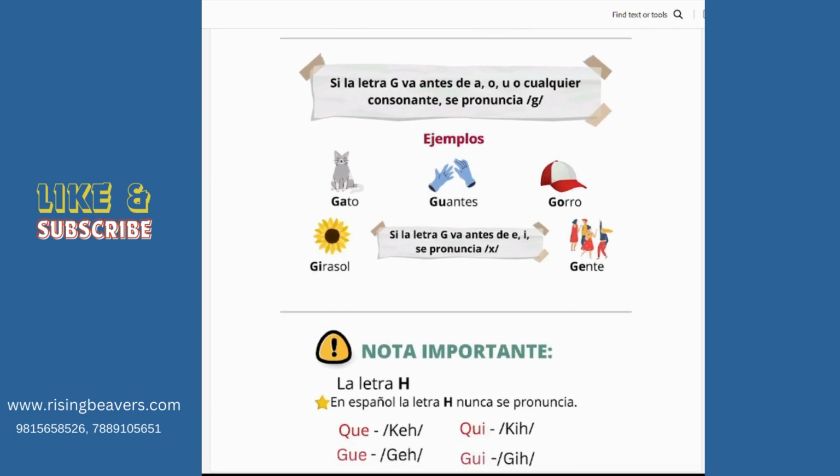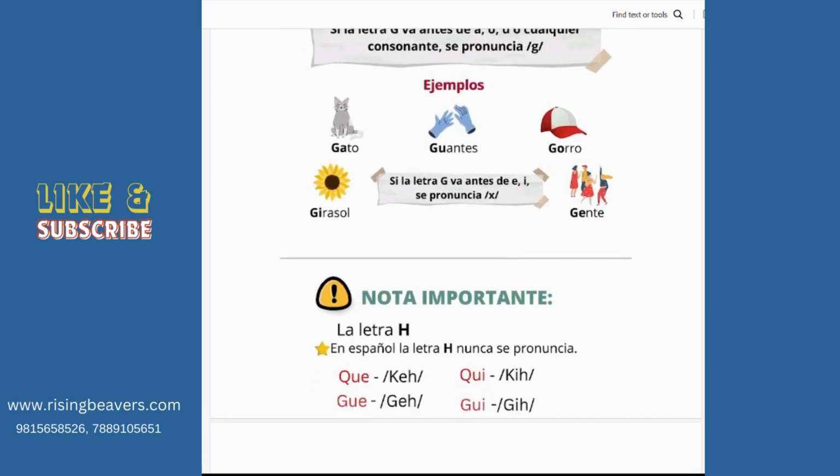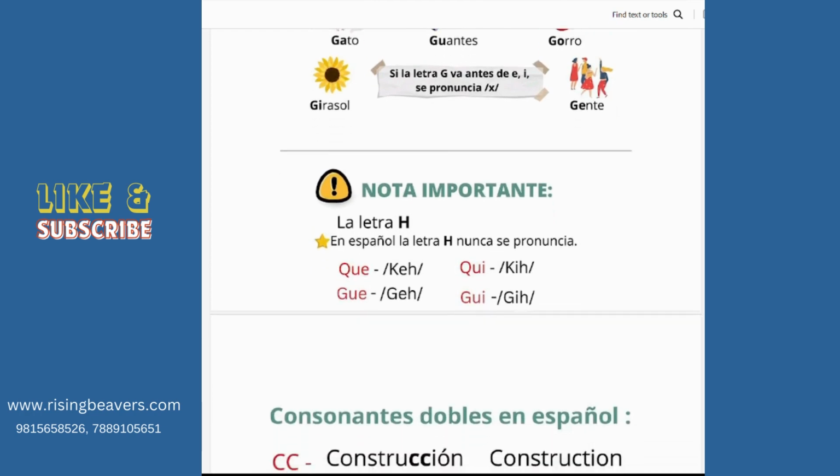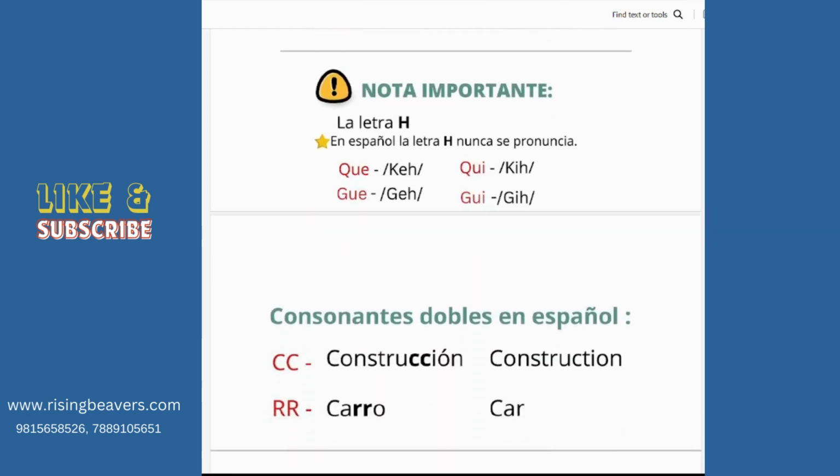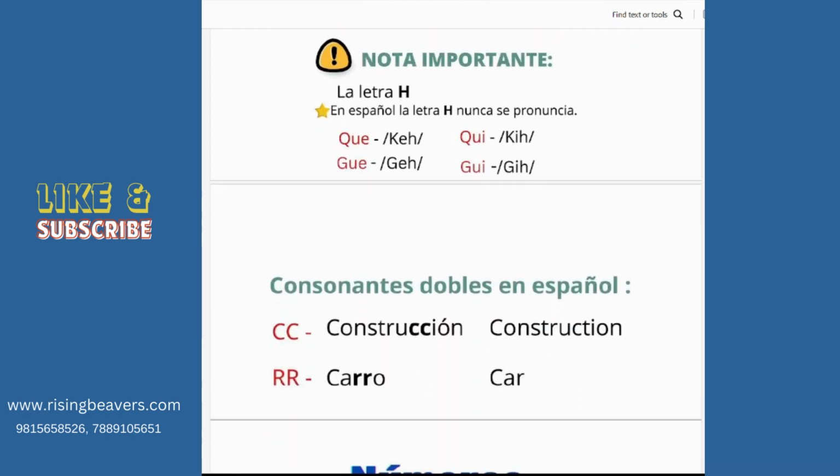Any doubt? No? Okay, alright. Muy bien. So next we have nota importante. Nota importante means important note. They have written it opposite. Why? Because it's a rule in Spanish. We write the noun first and then the adjective.